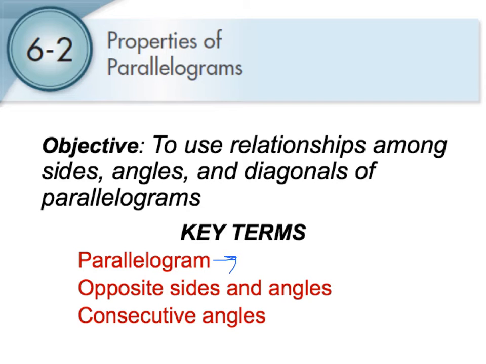A parallelogram is always going to be a quadrilateral, so it has four sides. And opposite sides are going to be parallel. That's how you know it's a parallelogram. Other things that we're going to be talking about are opposite sides and angles and consecutive angles, and I will explain that as we go.